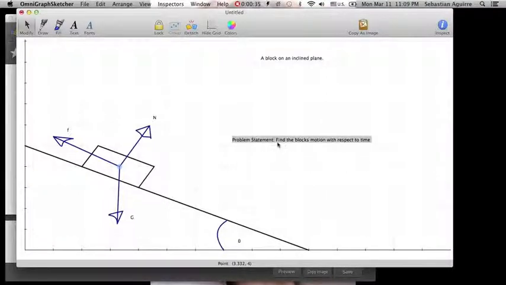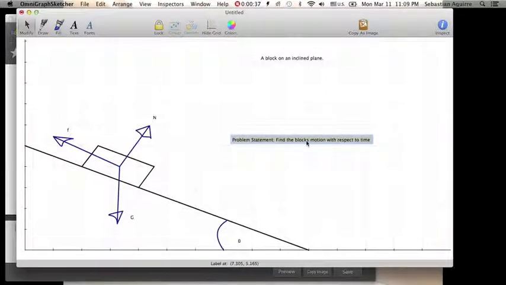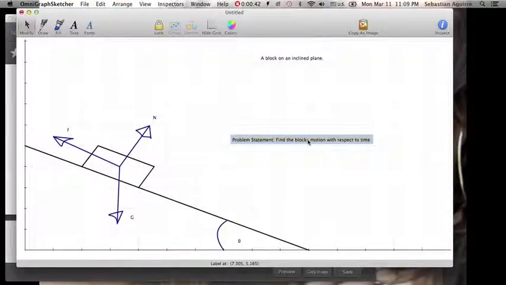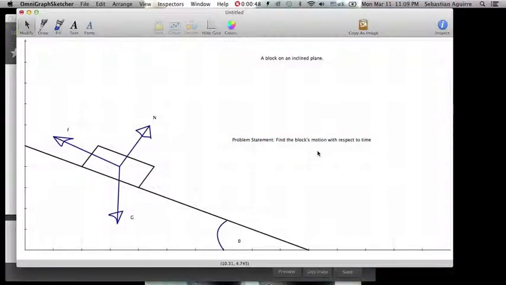And the problem statement is to find the block's motion with respect to time. That is a grammatical error. Sorry, that was bugging me. But find the block's motion with respect to time. All right, so how can we do this?